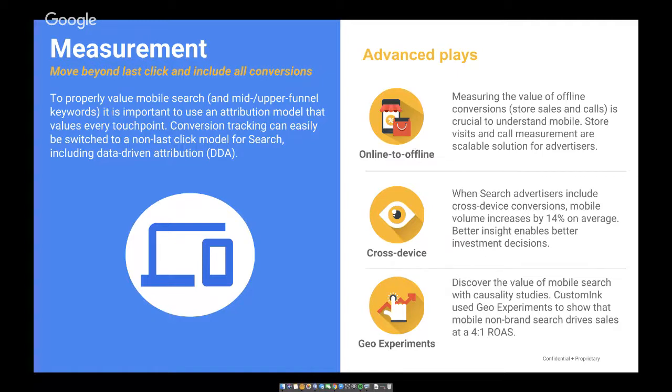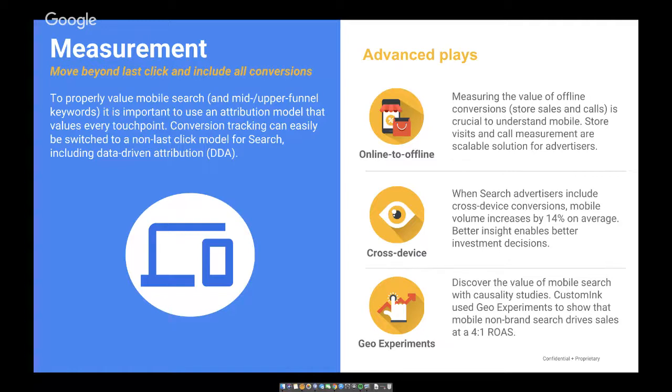Ideally, data-driven attribution, if that is an attribution model that you already can use. It has minimum requirements in terms of conversion amount. But for example, time decay or position-based are also great attribution strategies to really value every touch point, which also includes for mobile. For the more advanced advertisers, we advise to also take into account online to offline conversions. So for example, store visits and call measurements are scalable solutions for advertisers to give you a more realistic idea of the impact that Google Ads has on your advertiser.